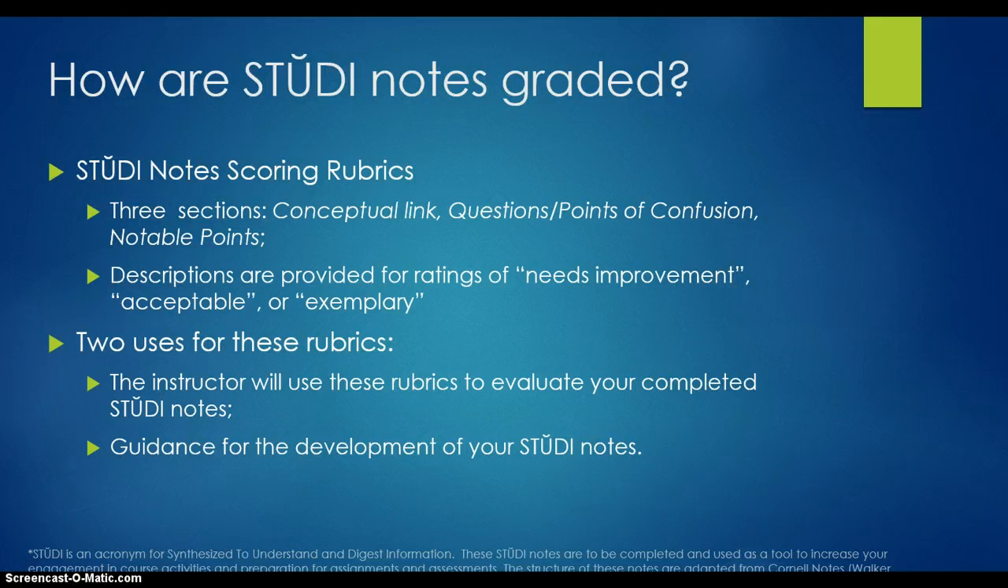These rubrics have 2 purposes. First, the instructor will use them to grade your completed study notes, but for your own development, the rubric can be used as a guide in the development of your study notes. It is suggested that you review the scoring rubric prior to and after writing your study notes to ensure that you're meeting the pertinent criteria. That would be the ones under the exemplary category. Let's take a look at the rubric.